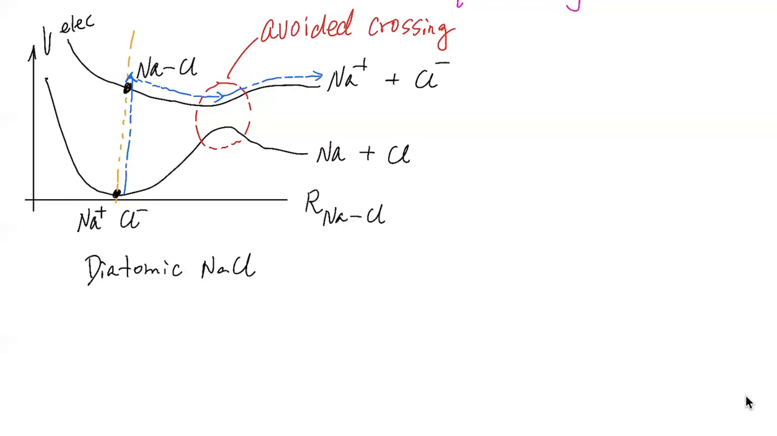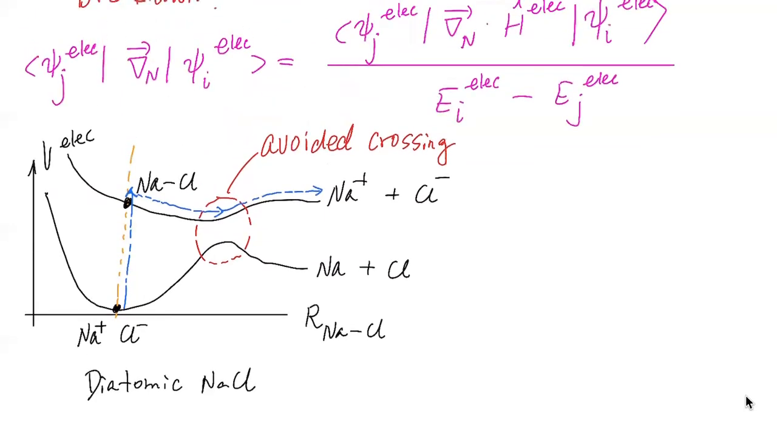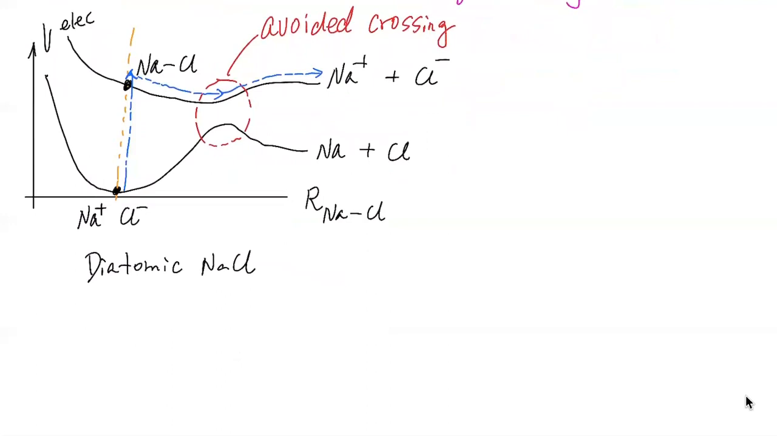But in this avoided crossing region, because the gap between the two electronic states is very small, if we look at this formula, you will have a very large coupling element. The coupling is very large. It's not ignorable. And what actually happens is that this excited state will jump back to the ground state. At least part of the molecules in the system will jump back to the ground state and then move along the ground state surface adiabatically. So you will actually have two different kinds of products: sodium atom plus chlorine atom, and sodium cation plus chlorine anion.